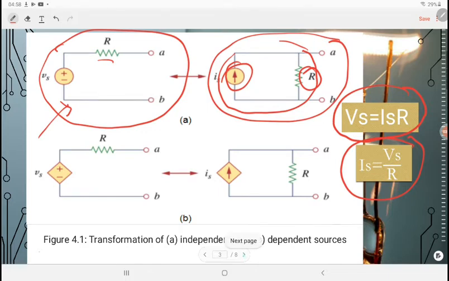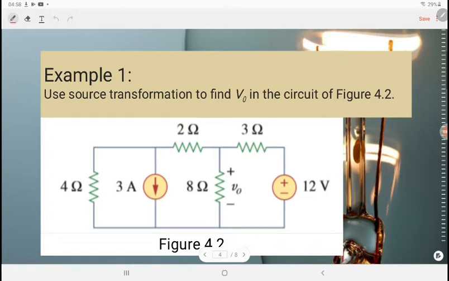Next, we go to the example. In this example, you need to use source transformation to find V0 in the circuit of figure 4.2. This is your V0, the value that we are looking for. In this circuit, you have two independent sources: the first one is 3 ampere and the second one is 12 volt.